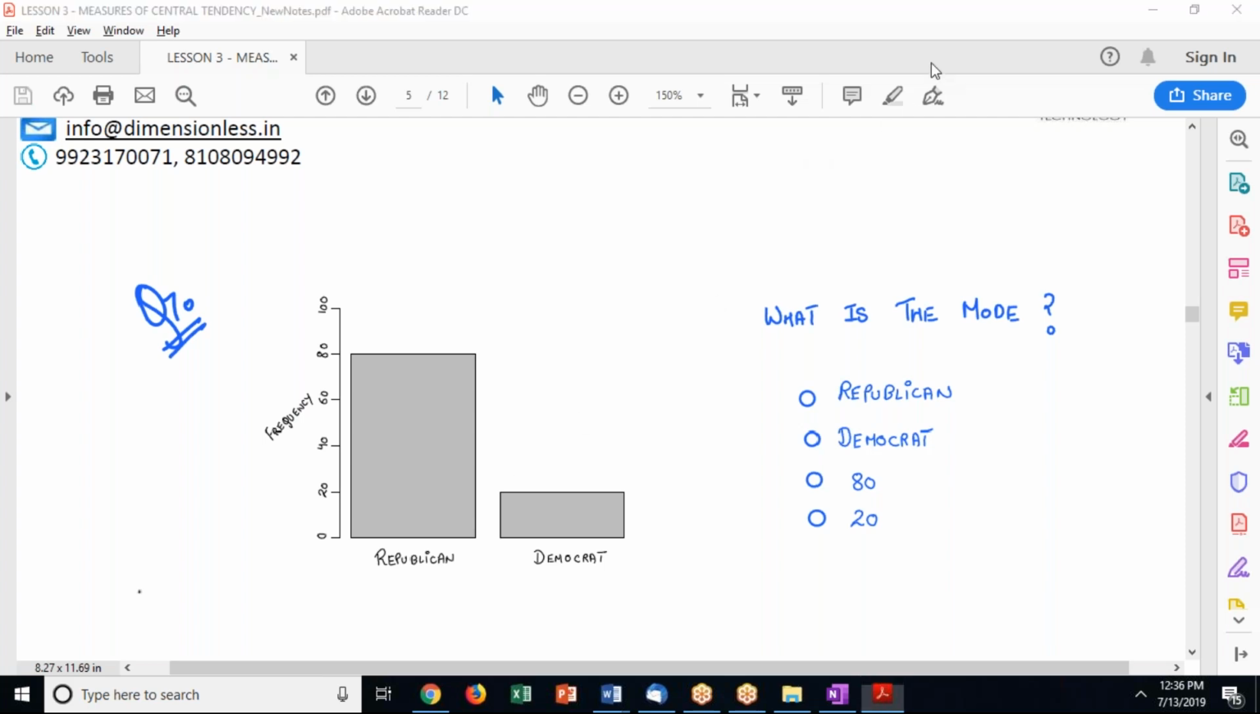And in this case, the mode is Republican. I told you, the value at which the frequency is highest. It's not the frequency. 80 is the frequency and 20 is the frequency, so that cannot be the mode. The value is Republican; for Republicans, the frequency is highest, so that is my mode. If I have a person whose data is not known and I want to predict what that could be, I would predict Republican, because then my chances of being correct are much higher as compared to Democrat.